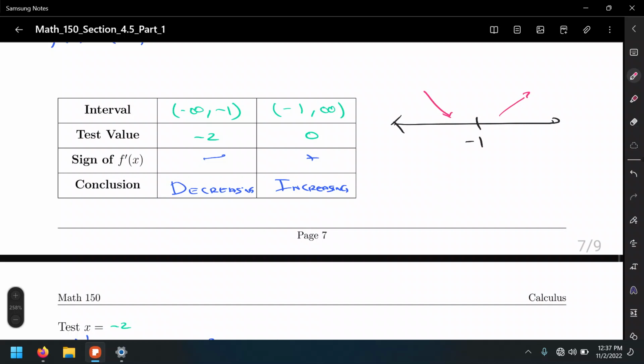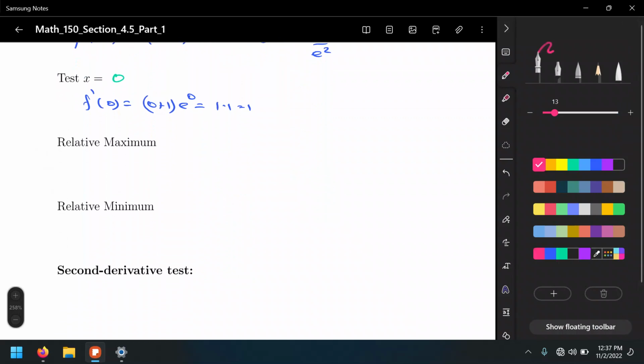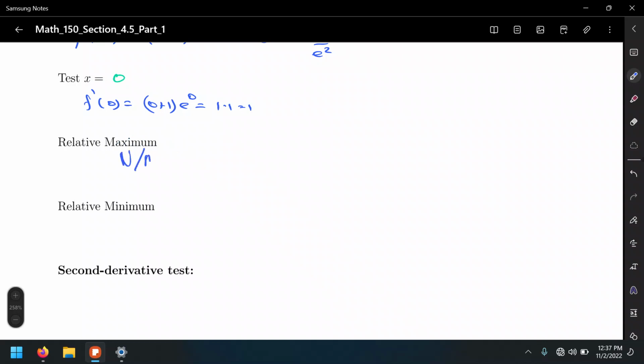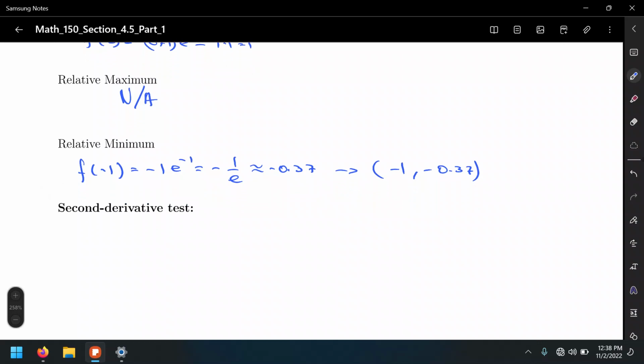What does that mean according to the first derivative test? Is that a max or a min? Min. Relative minimum. So that relative minimum, we are going to find it in the original function. So no max, but a relative minimum, that's on f of x, the original function, at -1. That's -1 times e to the -1, which is -1 over e. And the approximated value for that minimum value is approximately -0.37. That is the ordered pair -1, -0.37.